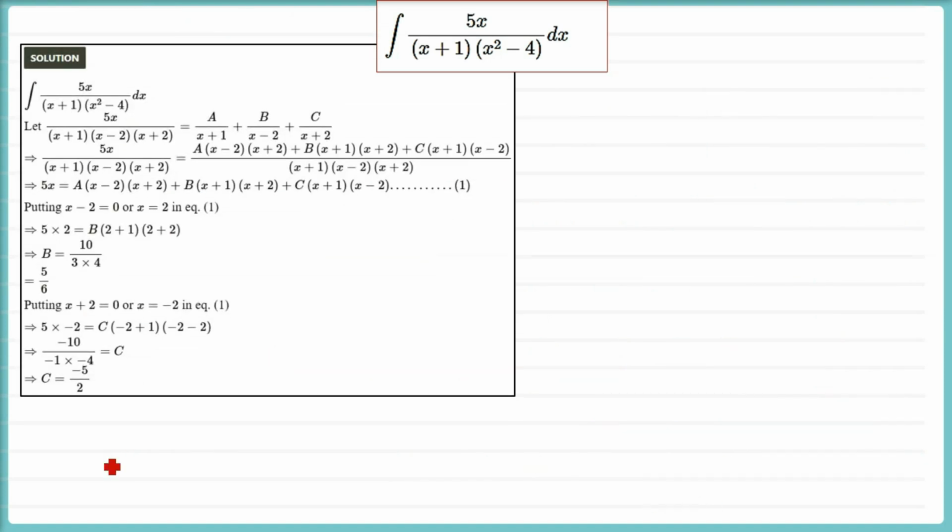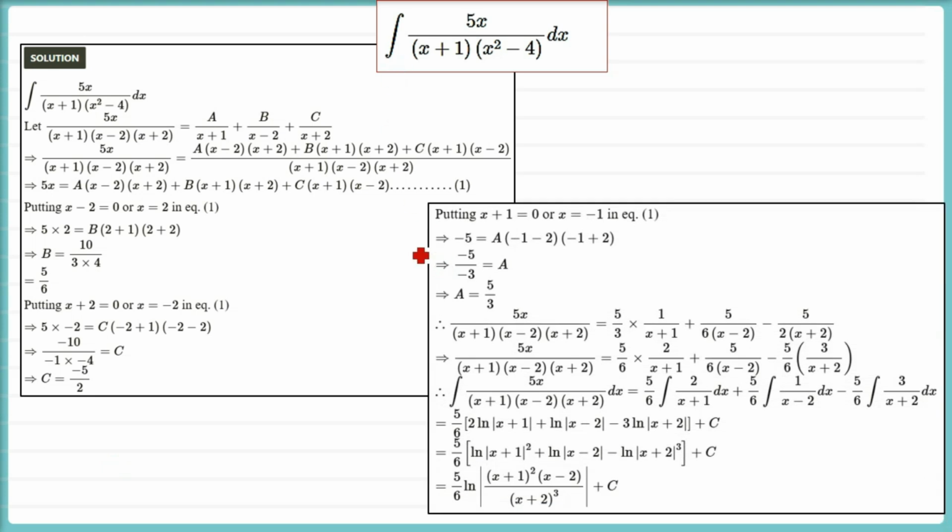Now this is how you can do it. It depends on what you have placed below A, B, C. So the A, B, C will come differently, but the answer will come the same. So if anything is remaining or you missed something, you can follow this reference.